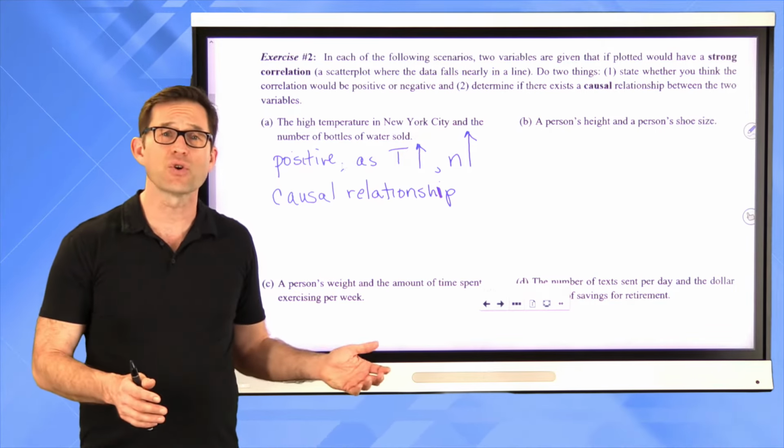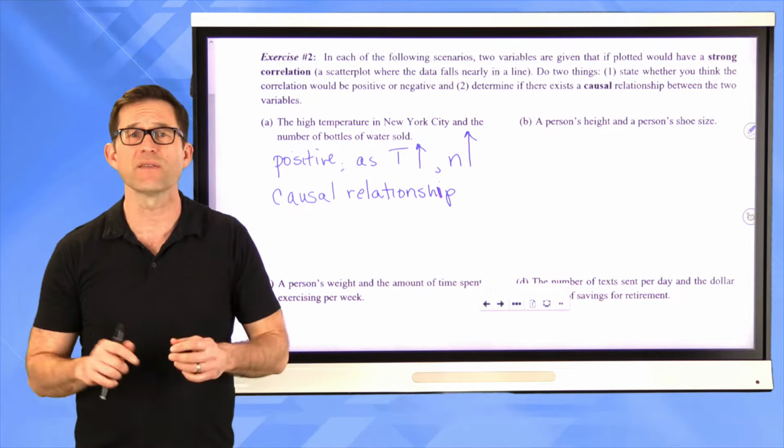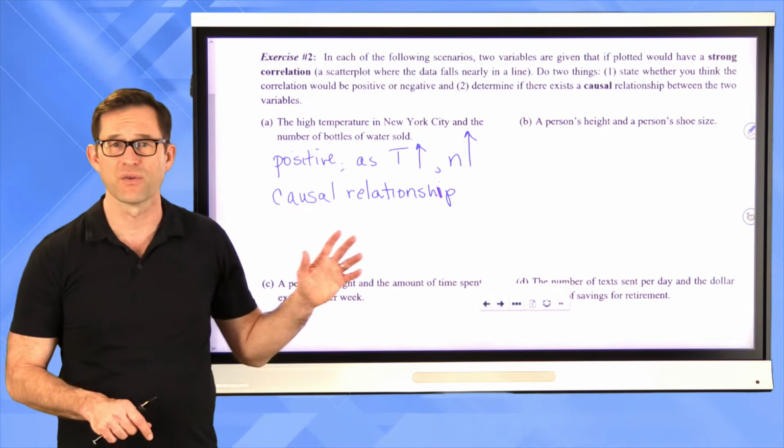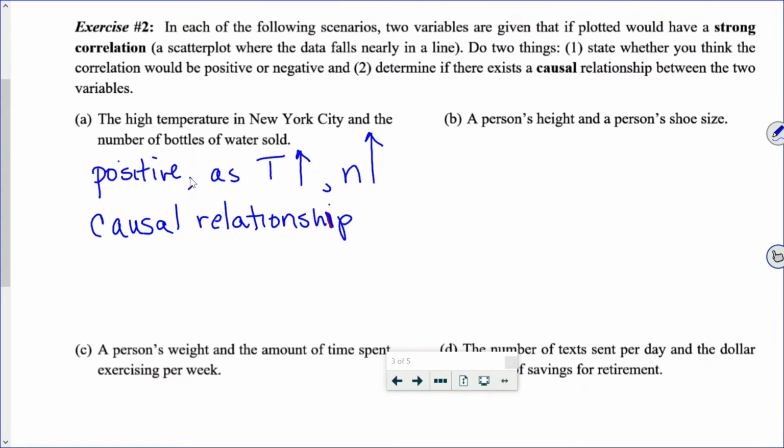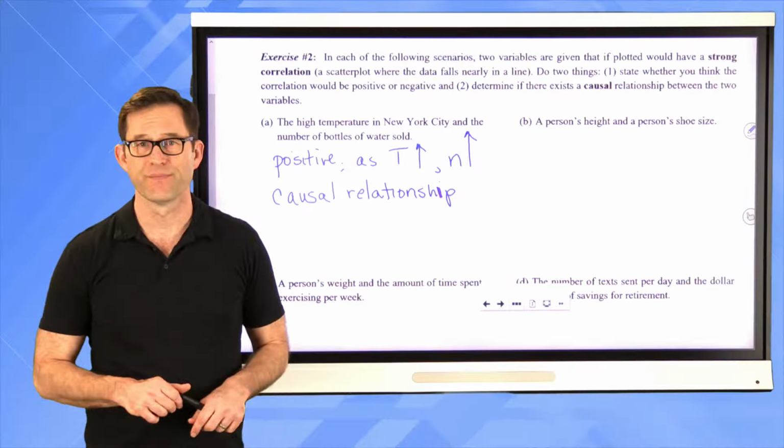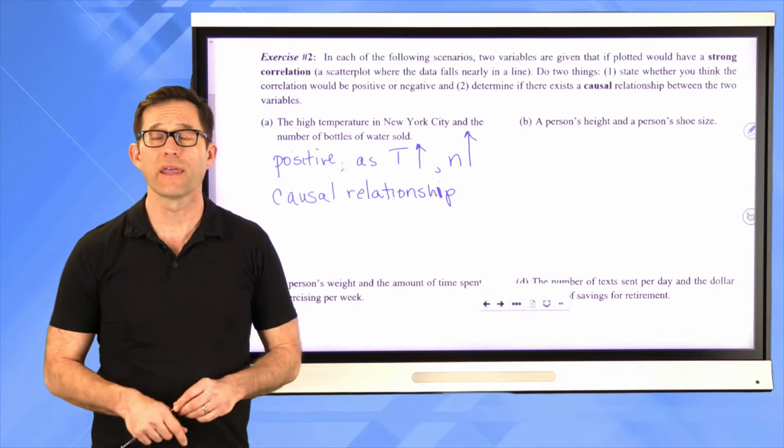The temperature change is causing the change in the number of bottles of water. So there's a causal relationship. Let's take a look at letter B. A person's height and a person's shoe size. Okay, great. Again, I want you to think about it.